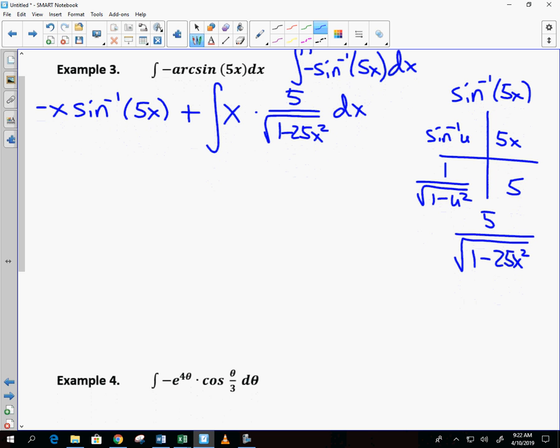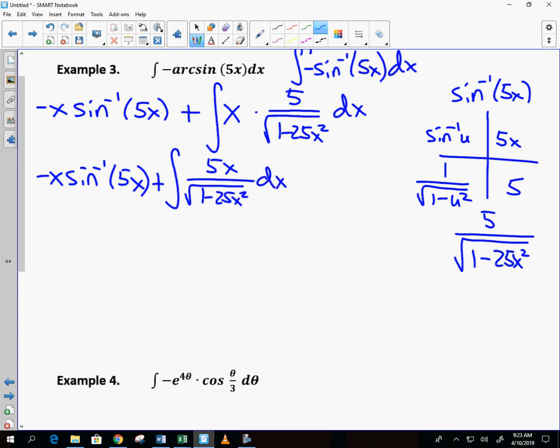What do you think? Are you okay with that? No? We got to find that antiderivative. So now you got negative x sine inverse of 5x plus the integral of 5x over the square root of 1 minus 25x squared dx. So now we just have to answer the question, what is the integral of 5x over the square root of 1 minus 25x squared?